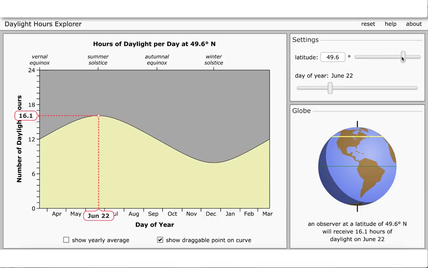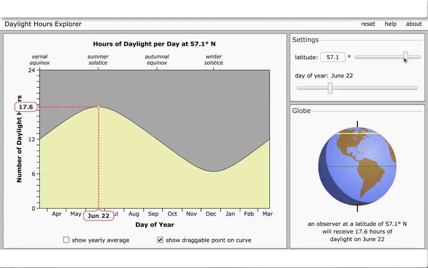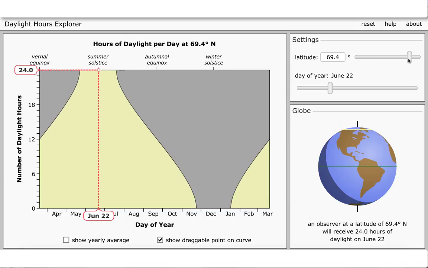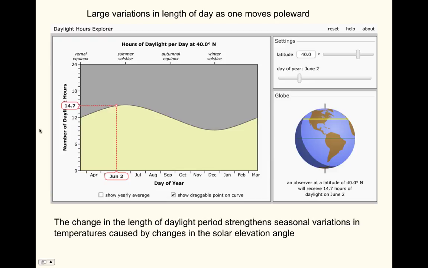So as we go further and further, this effect becomes even more pronounced until finally, if we get north of the Arctic Circle at 66.5 degrees, we'll find that there's a period of time where the sun never goes below the horizon and you have 24 hours of daylight. So in summary, large variations in the length of day are observed as one moves poleward. The change in the length of the daylight period strengthens seasonal variations in temperatures that were originally caused by changes in the solar elevation angle, or the solar intensity.